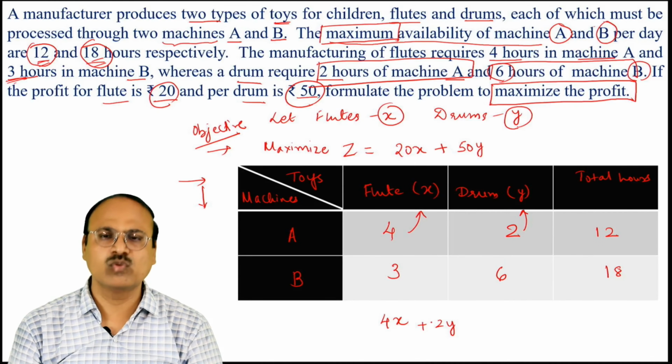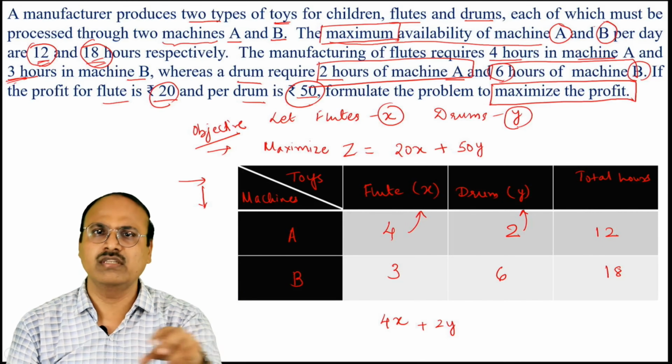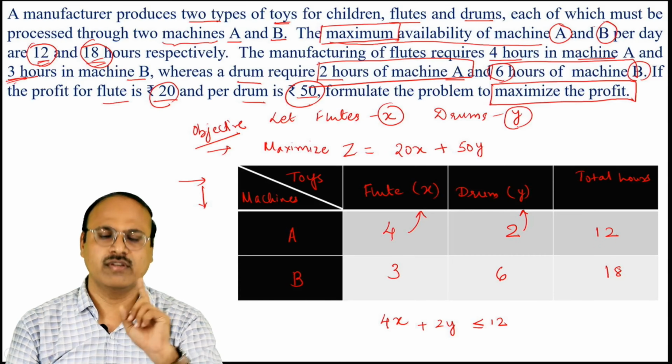And this 4x plus 2y is what? The total number of hours to manufacture flutes and drums through machine A. That constraint is maximum 12. So it can be less than or equal to 12. This is your first constraint.